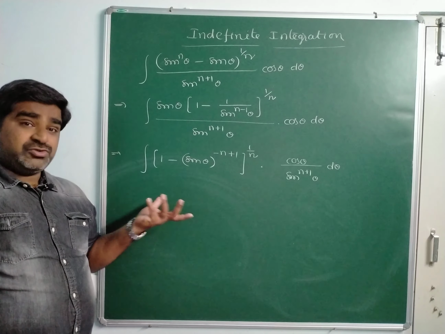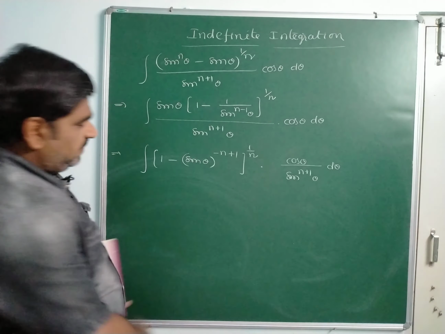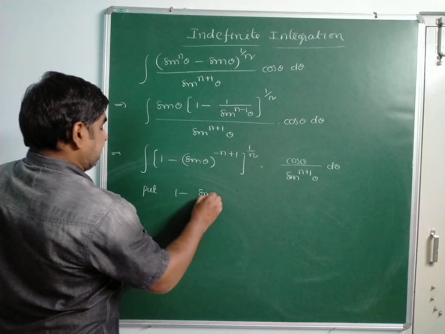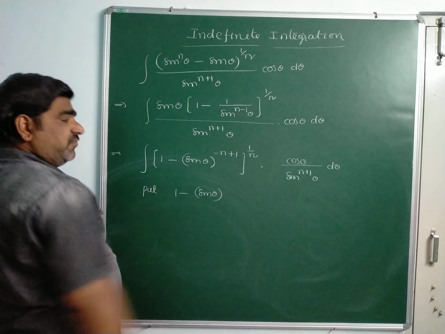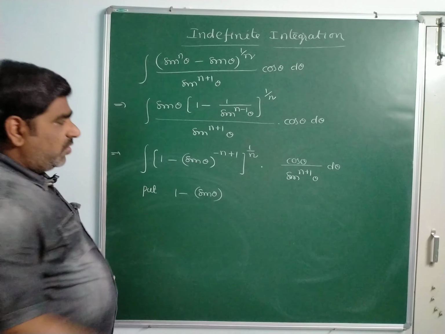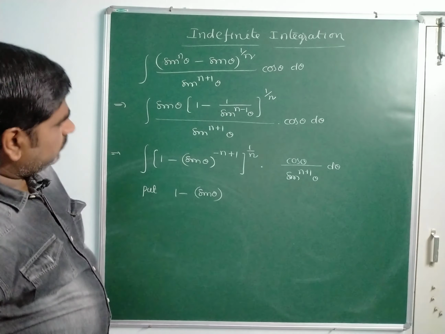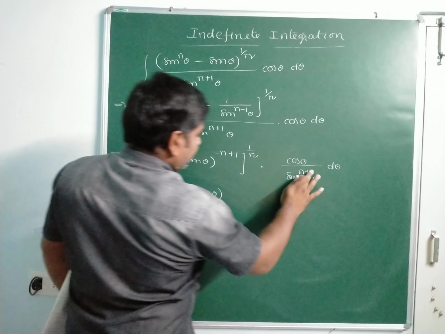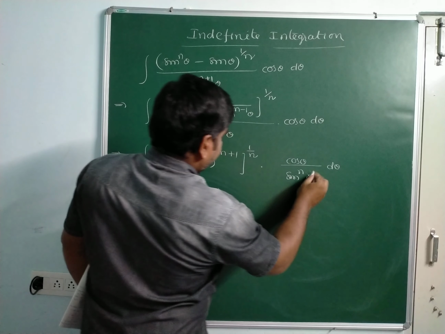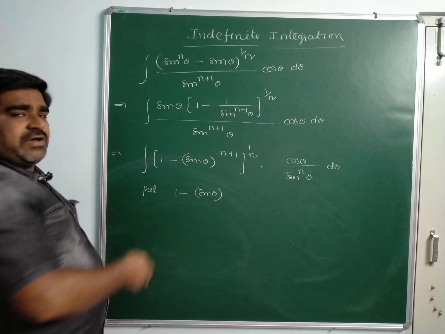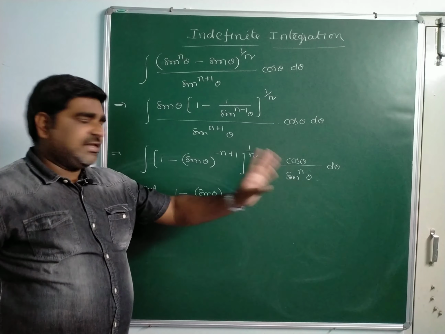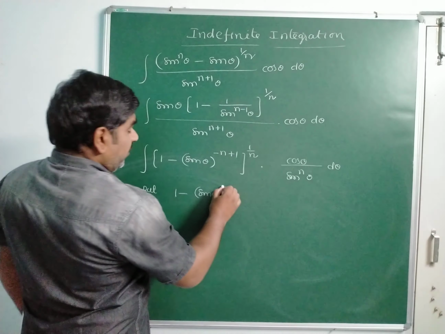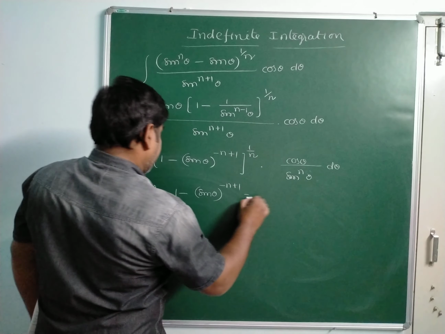After that, what we have to do, sir? See, I am going to take the substitution again. The sine theta cancels in sine power n plus 1 theta one time, so it will become sine power n theta. So put 1 minus sine theta whole to the power of minus n plus 1 as t.